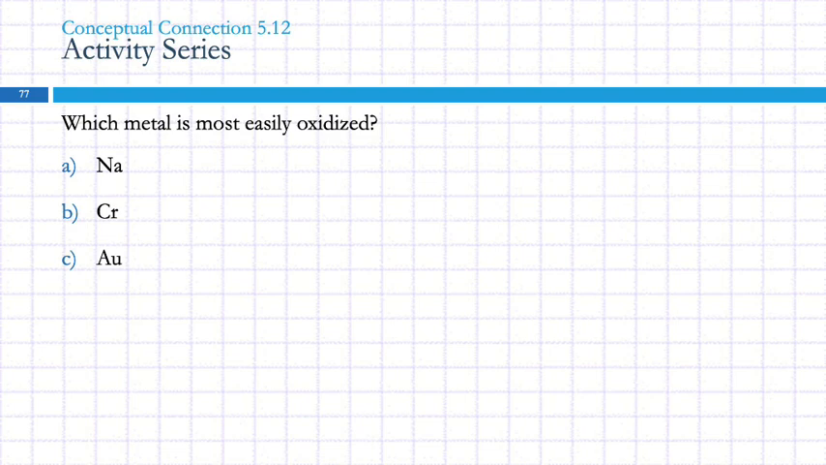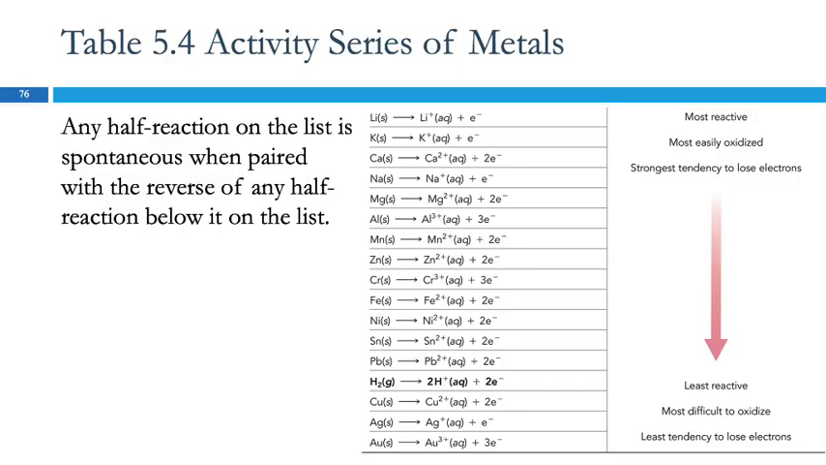Okay, so which metal is most easily oxidized? Sodium, chromium, or gold? Well, here we have this nice stuff over here, right? So that makes it easier.